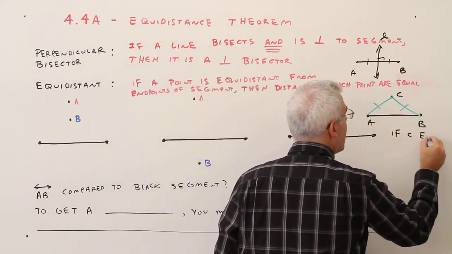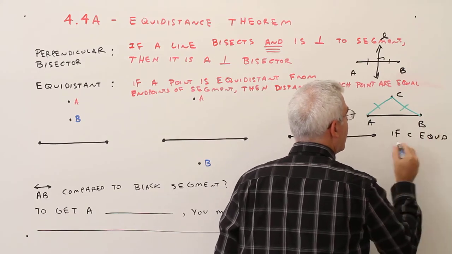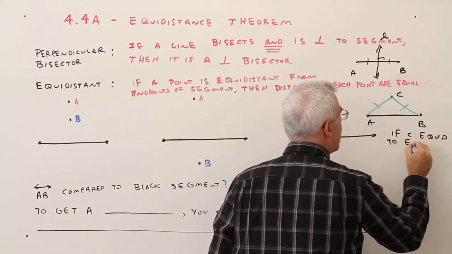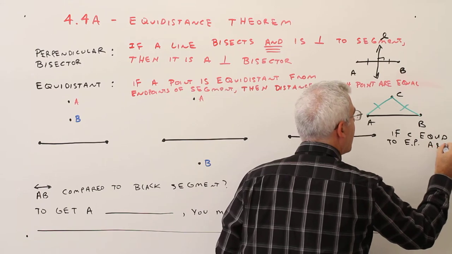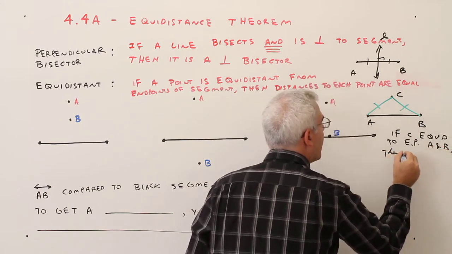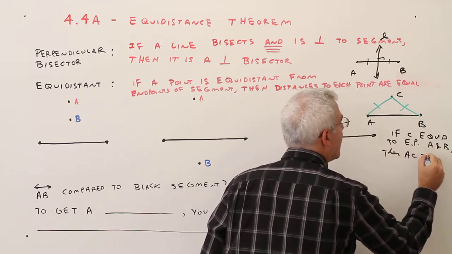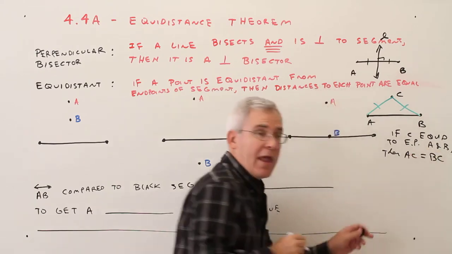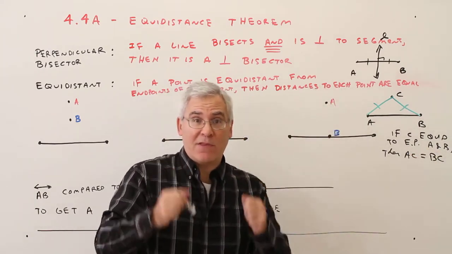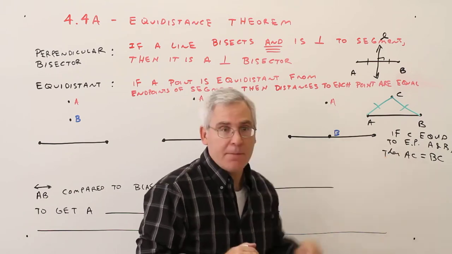I'll just write that down. If C is equidistant to endpoints A and B, then AC equals BC. And again, if there's no segment bar over it, that means the distance from A to C.